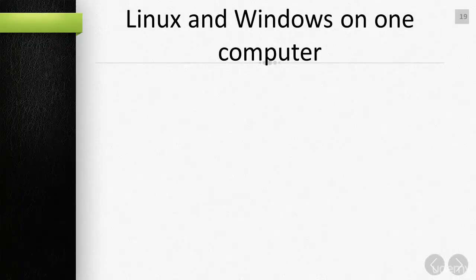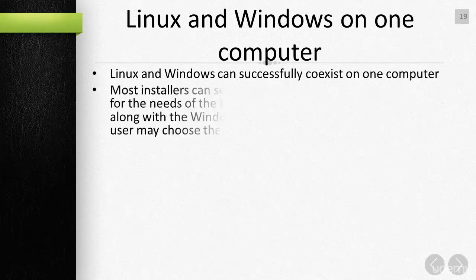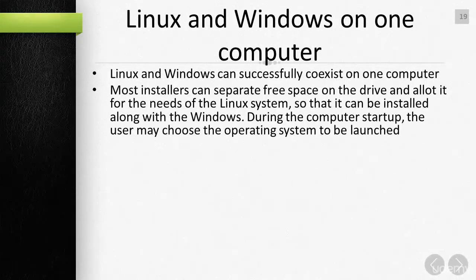We know that a computer can only run a single operating system, but that doesn't mean that only one operating system can be installed on our machine. Linux and Windows can marvelously coexist on a single machine. During the installation of Linux, disk space for the second operating system will be reserved.